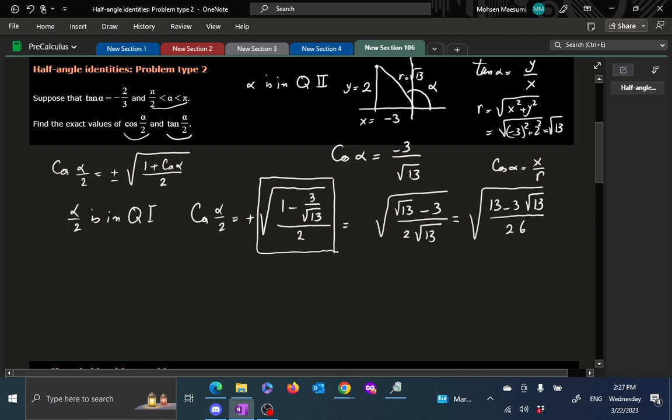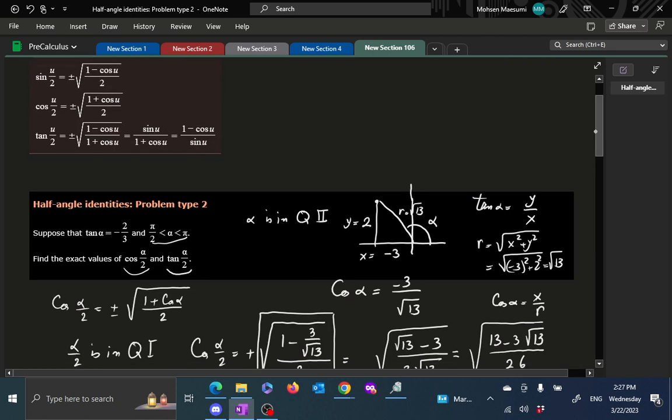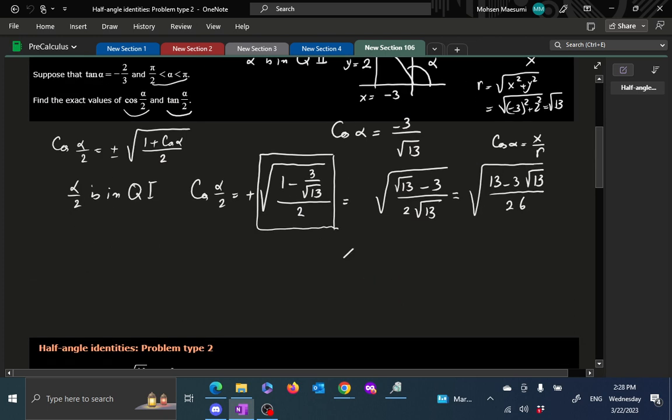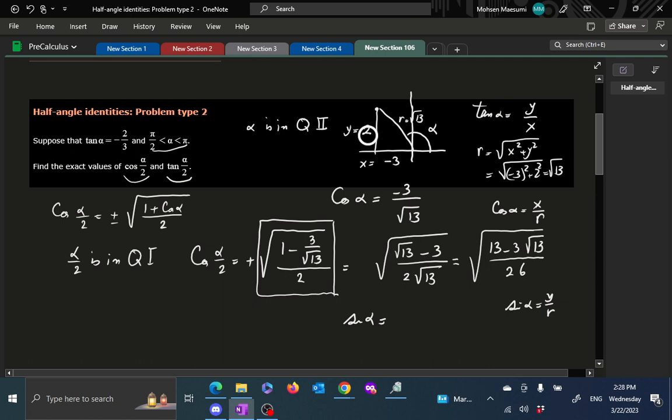What else do we need? Well, let's say I want to use this formula. I need sine as well. So let's go ahead and say sine of alpha. What is sine of alpha? You remember sine of alpha was y over r. So in this problem, y is 2 and r is radical 13.